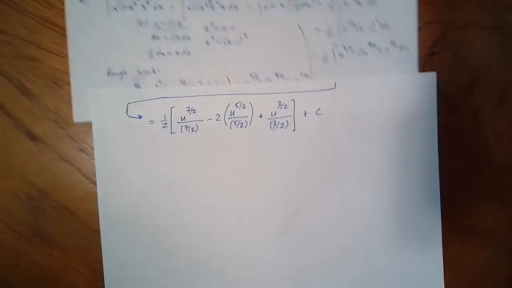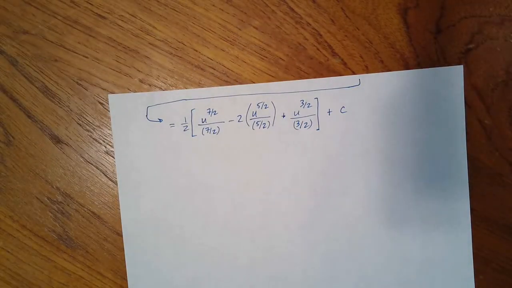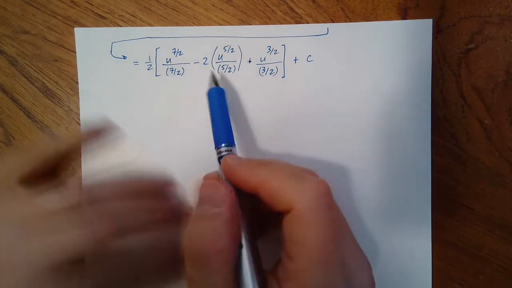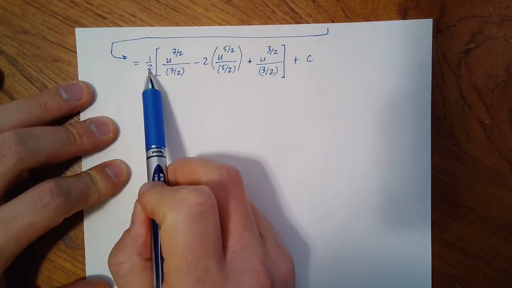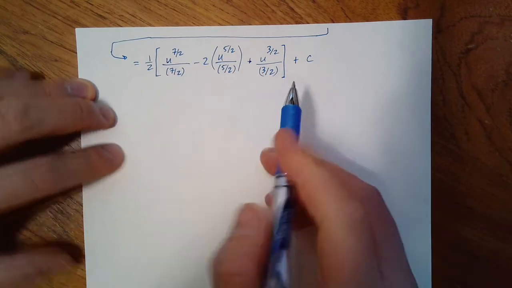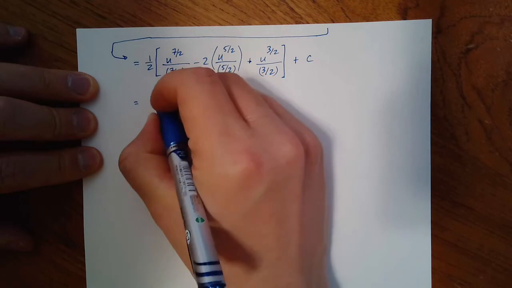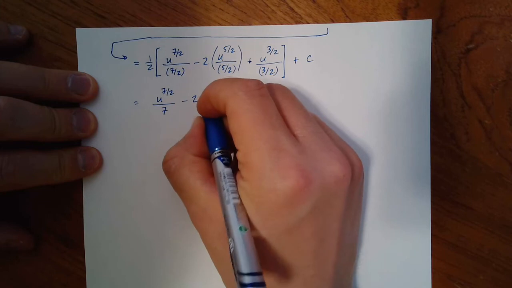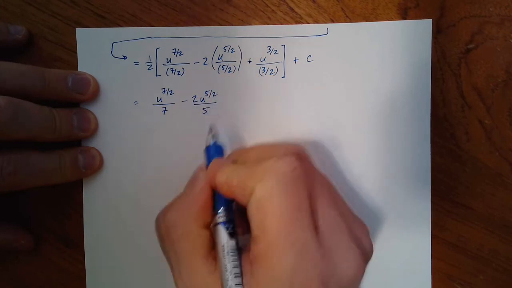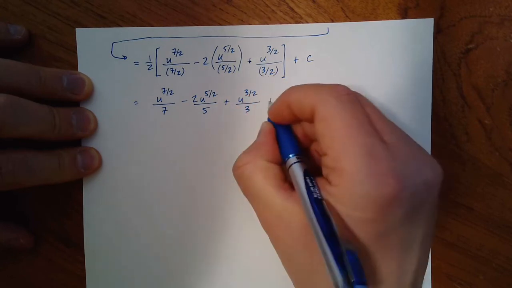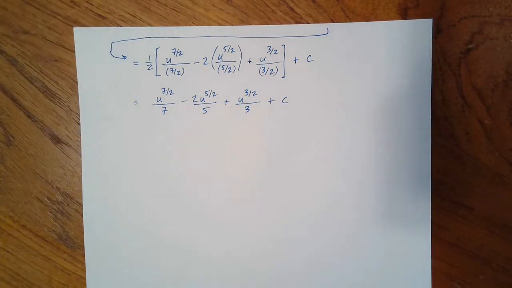Okay, so I'm going to pull this out of the way because it's wrecking my life here a bit. And now we can finish this off. This actually isn't as bad as it looks, because you can multiply the 1/2 into every single one of those terms, and it's just going to cancel all of those 2's. So actually this gets a little bit nicer. We can write this as u to the 7/2 over 7 minus 2u to the 5/2 over 5 plus u to the 3/2 over 3 plus your constant of integration, c.